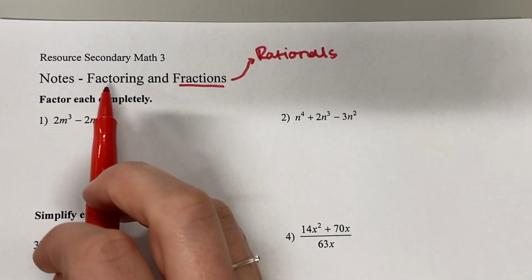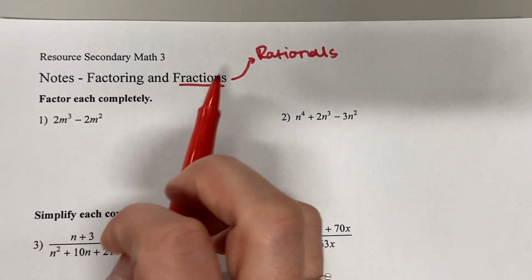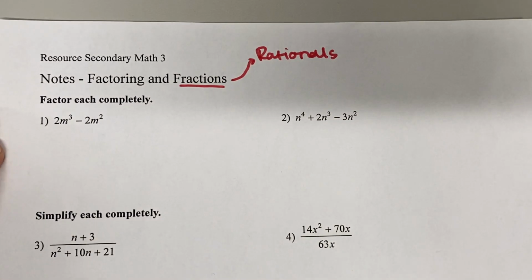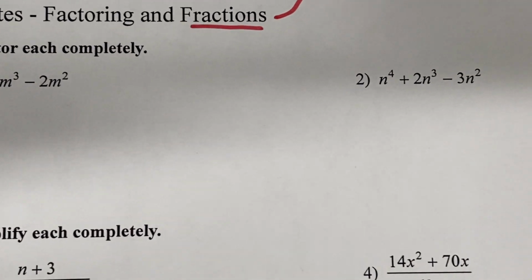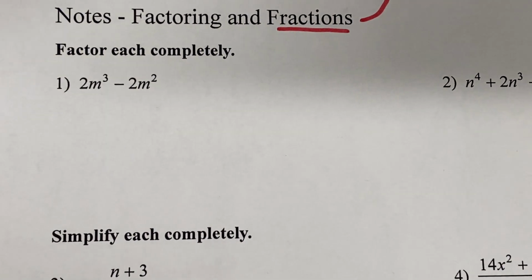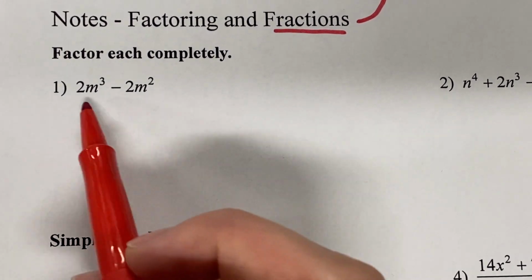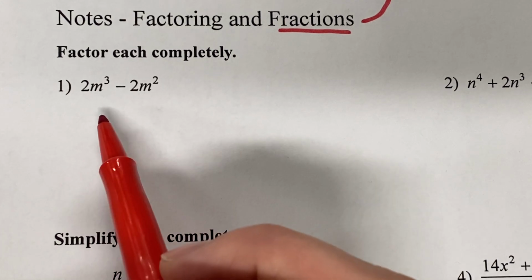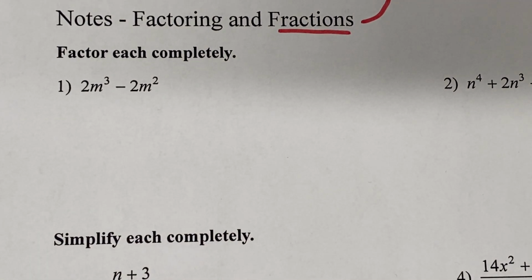So today we're going to do some more practicing of factoring and then dealing with factoring when they're in fraction form. Let's go ahead and look at number 1. For numbers 1 and 2, it just says factor each completely. In number 1 we have two terms. This is a binomial, so we want to decide, does it have something in common? So we want to look at our coefficients first.